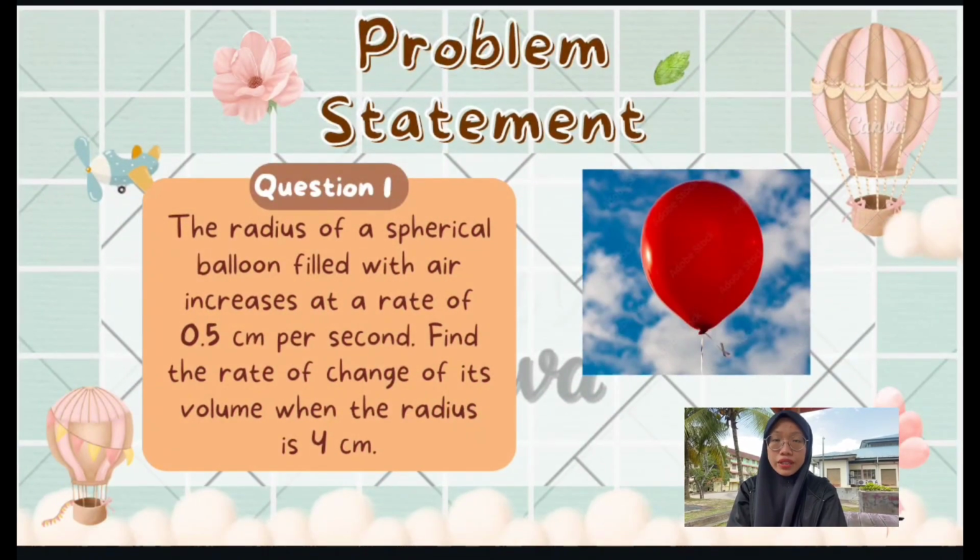So, hi everyone. Today I want to explain this question to you. This question is about the radius of a spherical balloon that is filled with air, which increases at a rate of 0.5 cm per second. Find the rate of change of its volume when the radius is 4 cm.